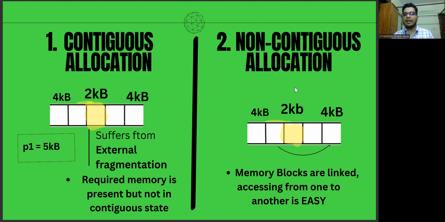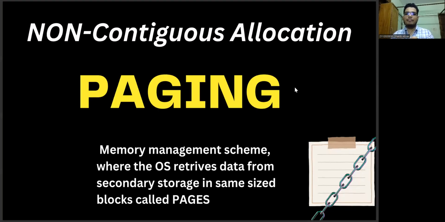Now, this is solved by non-contiguous allocation, which is about linked allocation. Non-contiguous allocation links the memory blocks, enabling easy access from one memory block to another. This helps overcome the challenge that we face in contiguous allocation, that is external fragmentation. Memory blocks are linked, so accessing from one to another becomes easier and faster. Now, we will see one facility of non-contiguous allocation, that is paging. Paging is a part of non-contiguous allocation.